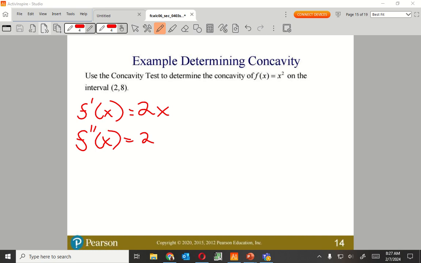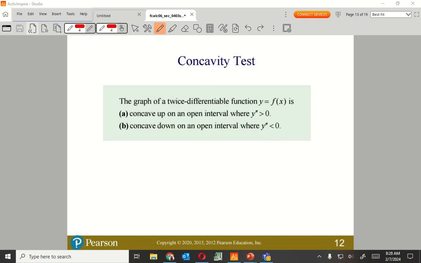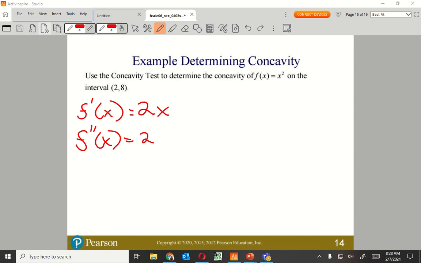So, using the concavity test, which goes to this one right here, where the second derivative is greater than 0 or less than 0. Now, on this one right here, what is the second derivative? Constant. It's a constant. So is that greater than 0 or less than 0? It's always going to be greater than 0, isn't it? Yeah. Okay. So if it's greater than 0, what's that tell me?